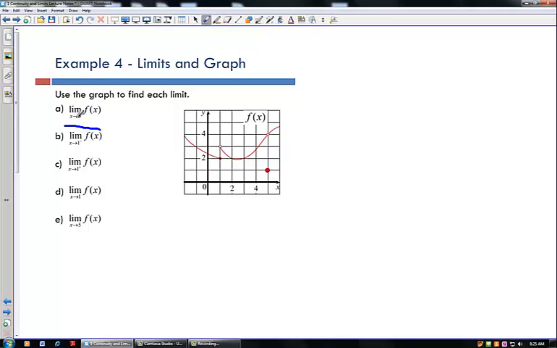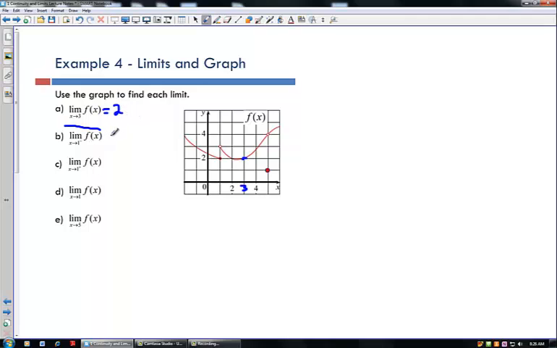This says the limit as x goes to 3 of f of x. So here's my function, and as x goes to 3, x are my inputs here, and here's 3. What you want to do is see what happens to the height of this graph as you go to 3. As you go to 3, it looks like the height right here is approaching 2. And so I would say my answer is equal to 2.